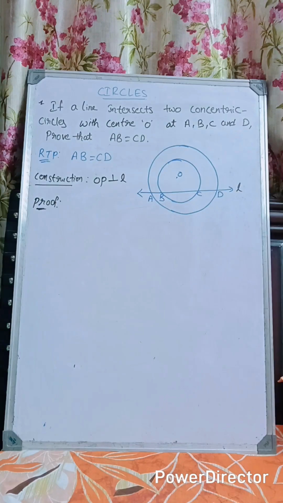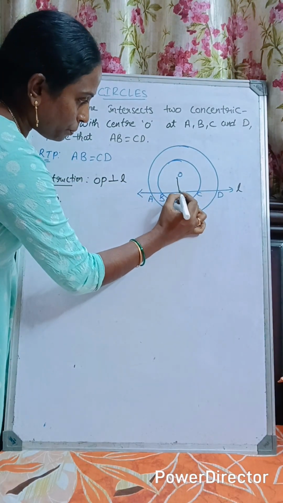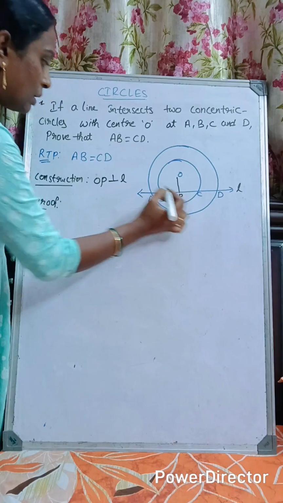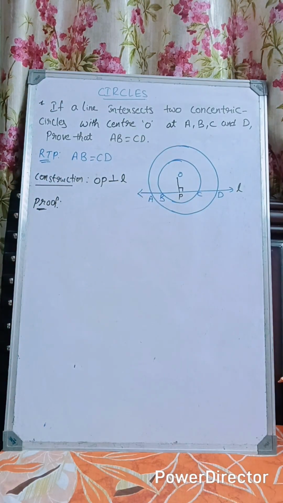Now, I am going to do the construction OP. Join O to P here. This OP will be perpendicular to L. What is that? OP is perpendicular to L here. We know that.